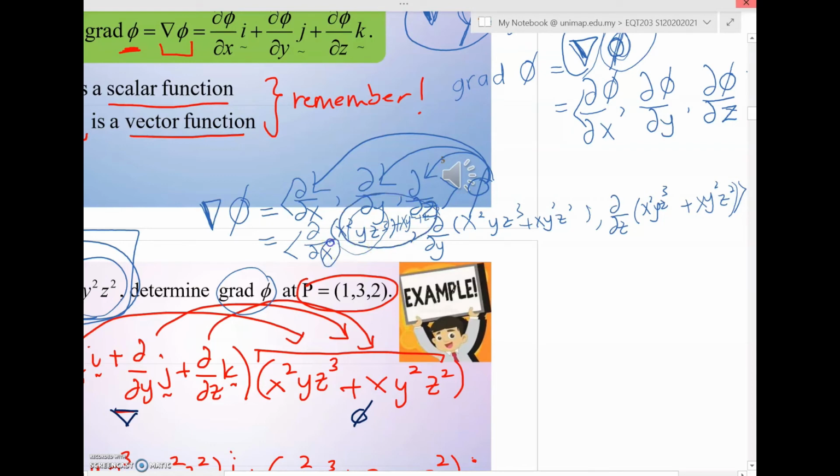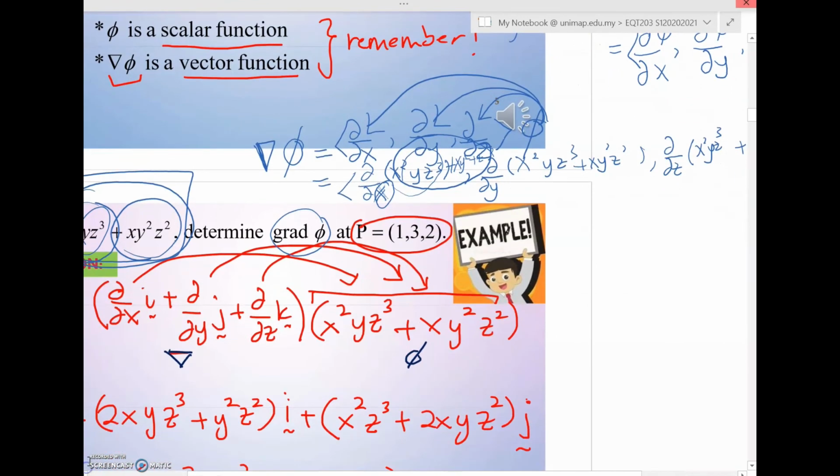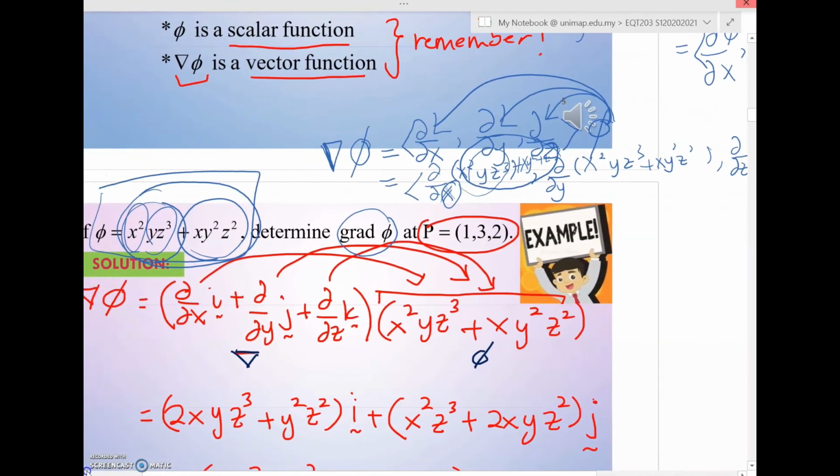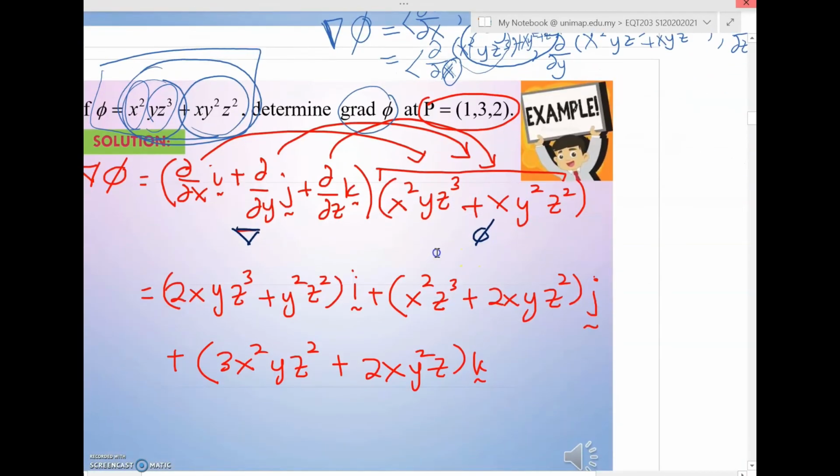Remember when we apply the partial derivative, only x is your variable. Other than x, you must treat it as a constant. Differentiating a constant will give you 0. So when you differentiate according to the components i, j and k, you will get this solution. This is for component i, this is for component j, and this is for component k. That is for grad phi.